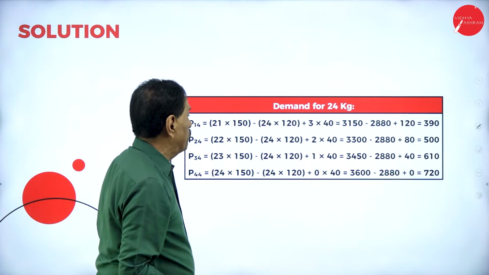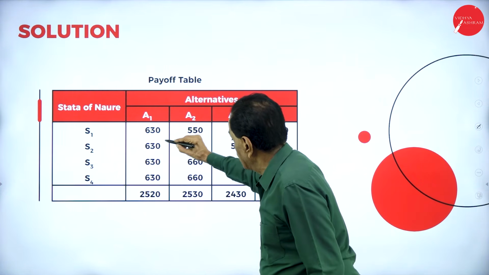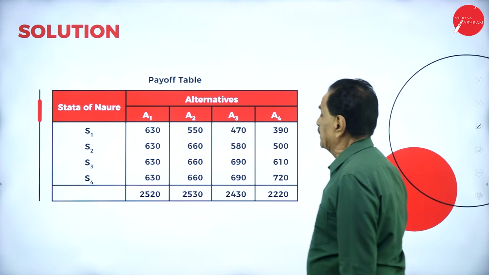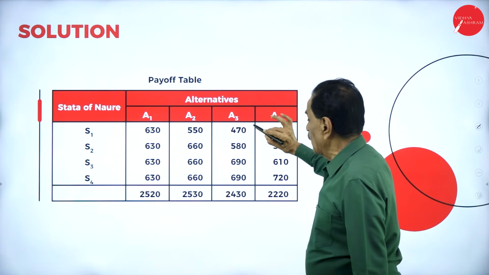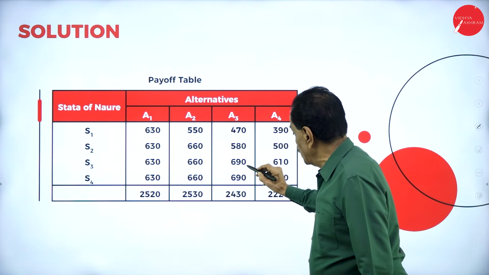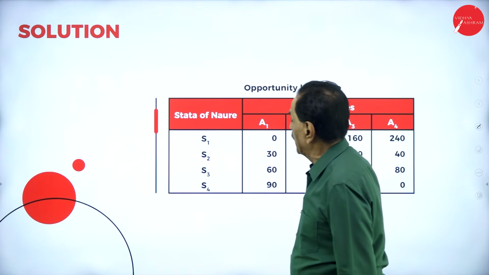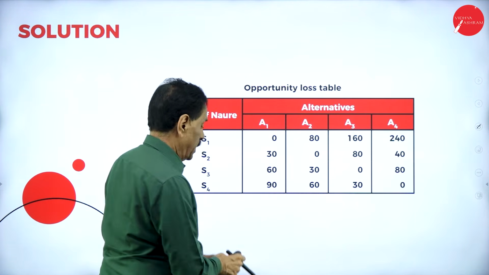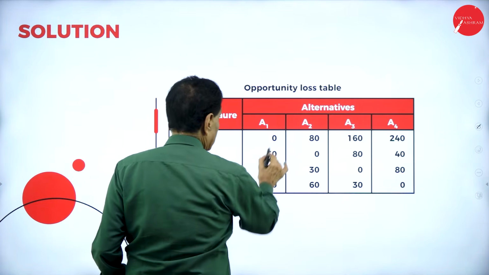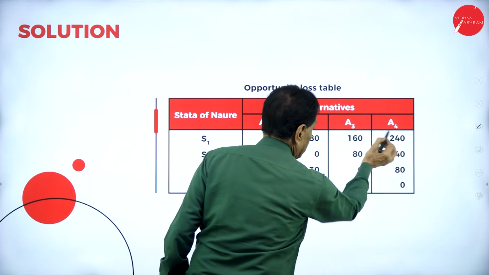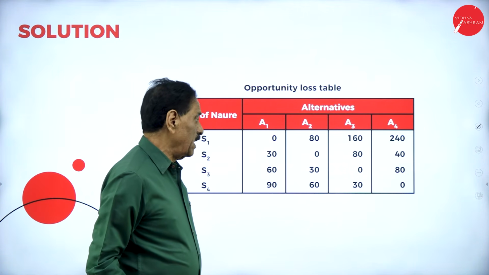Now put the alternatives. Payoff table: 630, 630, totally 2520. A2: 550, 660, 660. A3: 470, 580, 690, 690. A4: 390, 500, 610, 720, total 2220. Opportunity loss table: the highest value is 630. Difference is 80, difference 160, difference is 240. Same thing goes for the second line, third line, and the fourth line.